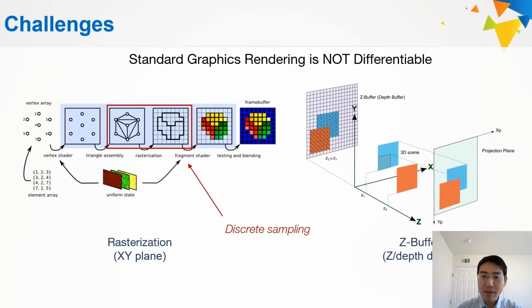The second part is called z-buffering. What is z-buffering doing? Suppose we have a camera viewing along the z-axis. We see that the orange object is ahead of the blue object. For the overlapping part, we can only see the part from the orange object, but not from the blue object. So this requires that we order the depths of the objects along the camera axis. This is called z-buffering. This step is also not differentiable.